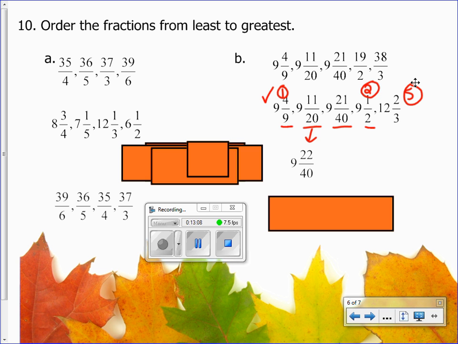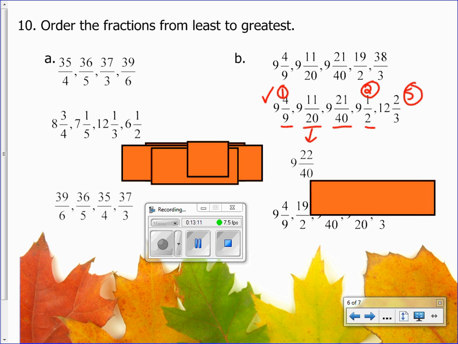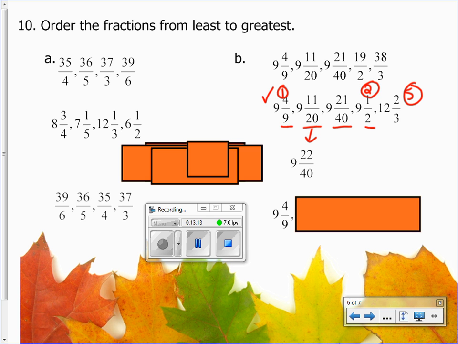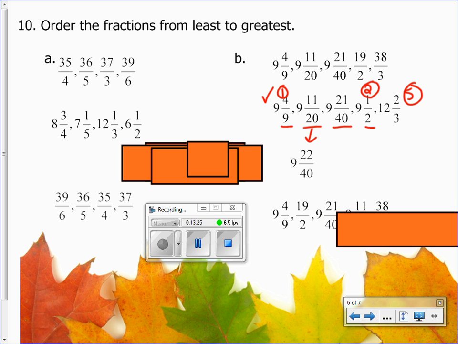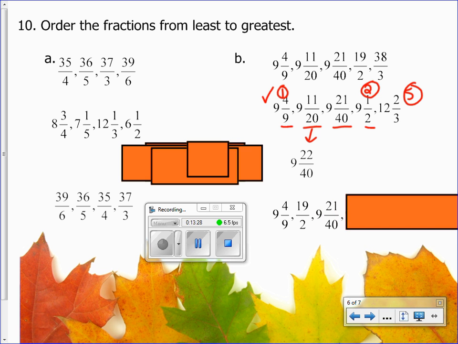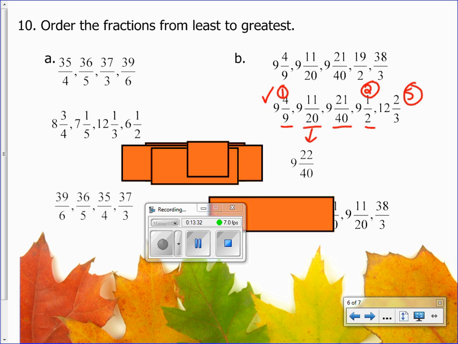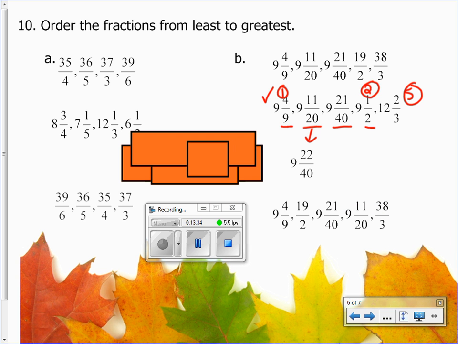So as we just got through saying, our first fraction is going to be 9 and 4/9. Our second fraction is 9.5, which is 19/2, because it's in the original format. Then we just determined our third one by finding a least common multiple, which is 9 and 21/40. Then the next one, of course, is going to be 9 and 11/20. And our last one that we already knew just by looking at it was 38/3.